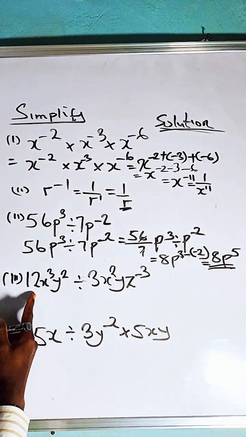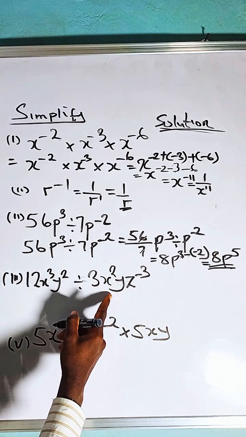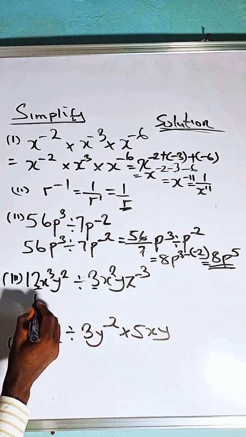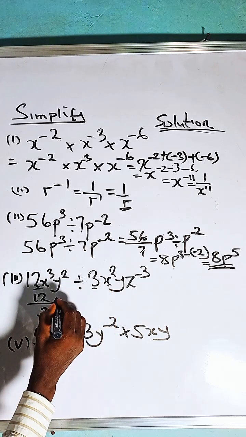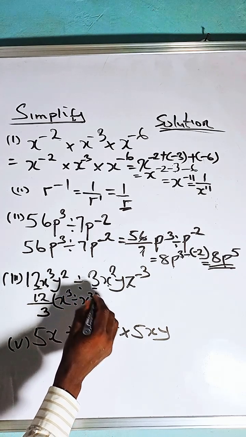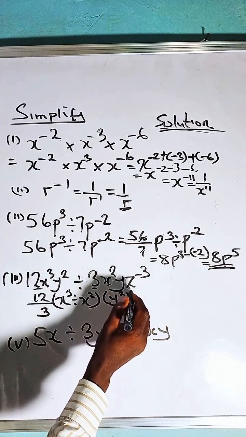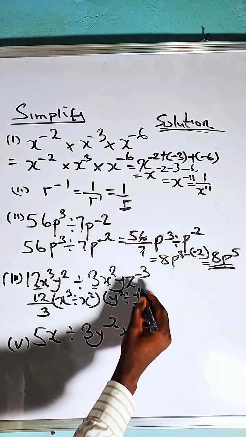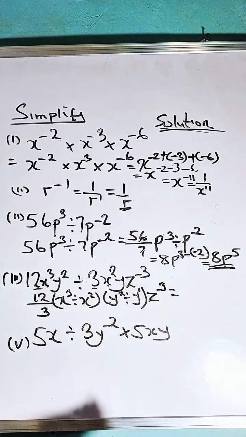Here we have 12x raised to power 3 y raised to power 2 divided by 3x raised to power 2 y z raised to power minus 3. So we can write this as 12 over 3. Let's take care of the x by taking them together in brackets, x raised to power 3 divided by x raised to power 2. The next one is y raised to power 2 divided by just y, which means we have an invisible 1 as the power. And for the z, we have just z raised to power minus 3.